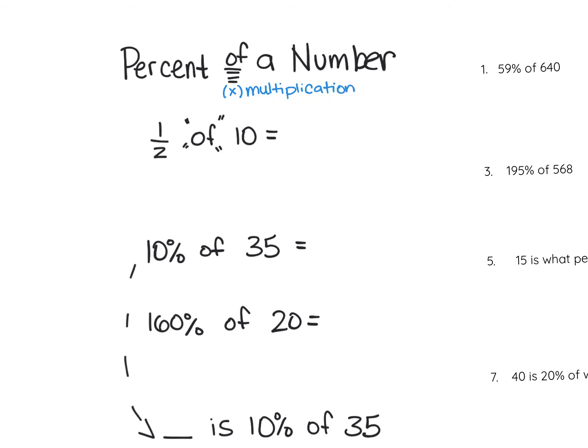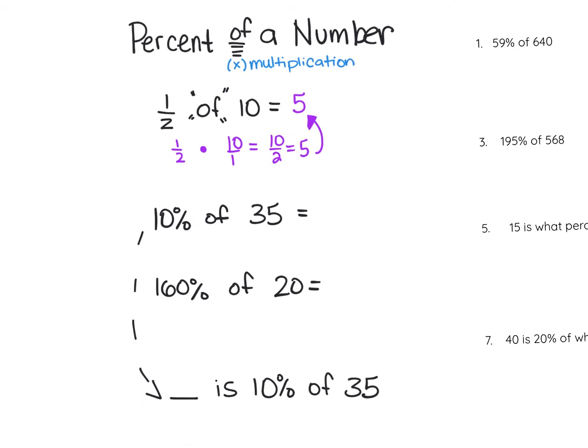So when I say 1/2 of 10, we know right away that that's 5. But if you think about what we're doing, we are taking 1/2 and multiplying by 10 over 1, which gives us 10 over 2 or 5. I'm just showing you how that "of" is working as multiplication. We know what 1/2 of 10 is right off the bat, but I wanted to show you how the multiplication works. And we can use that same logic with percent problems.